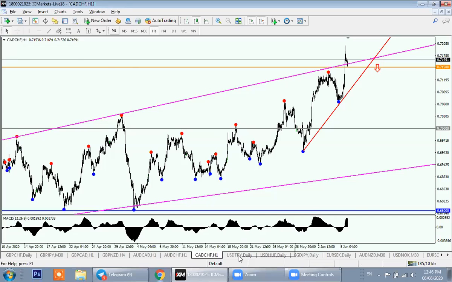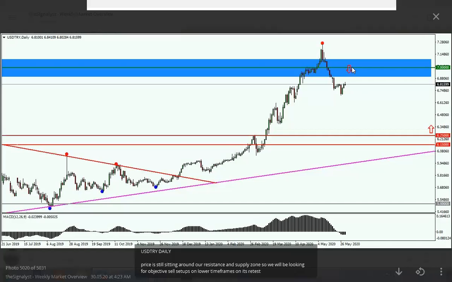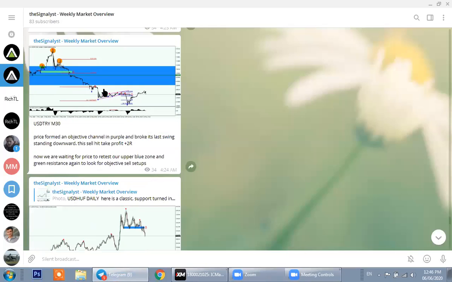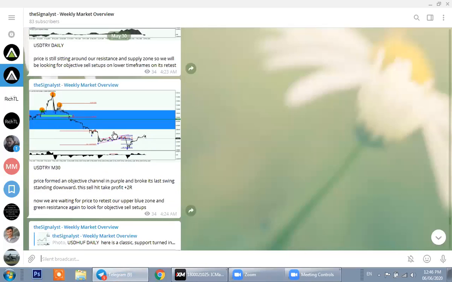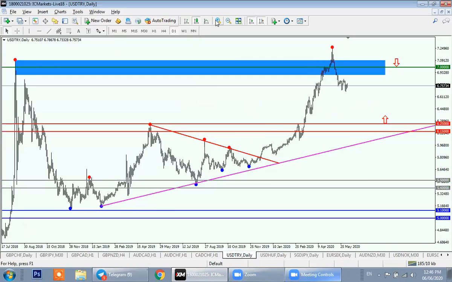On USD TRY, we were waiting for a retest till around our strong round number 7 to look for sell opportunities. We had a sell last week. Here we go. So we are still waiting for a retest till our previous round number to look for sell opportunities. That's what Mefika asked me.